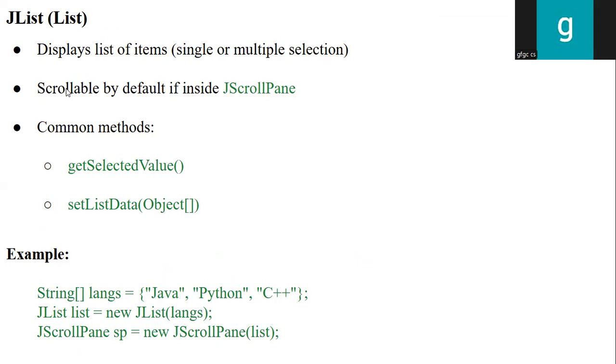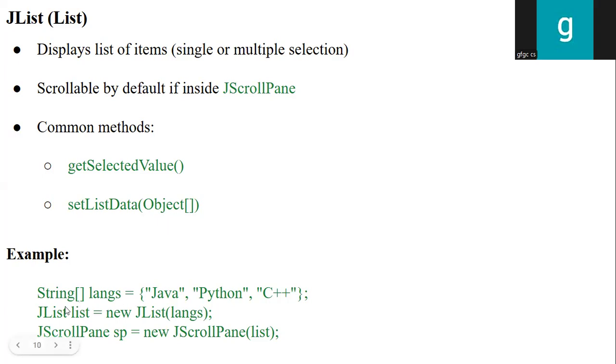Here I can select multiple items from the given list. For that, I need the list. That is the major difference between the combo box and this list. In the list of items, I can do single or multiple selection. It is scrollable by default if inside a scroll pane. Next, common methods are get selected values, and set list data or object.